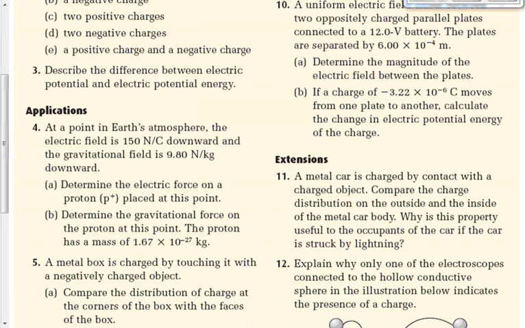This is the easy one. There is none. There are no electrons on the inner surface of the car. Why is this useful to occupants if the car is struck by lightning? Well, because that creates an electric field inside the car that is equal to 0. And if there's no electric field inside the car, then you're perfectly fine.